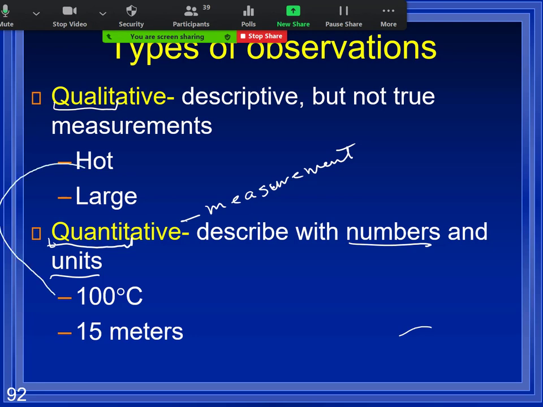See, I tried to pick ones that would substitute there. That 100 degrees Celsius would describe something that's hot, boiling water. 15 meters would describe a large bubble. Well, yeah, that'd be a big bubble, 15 meters across. Big.